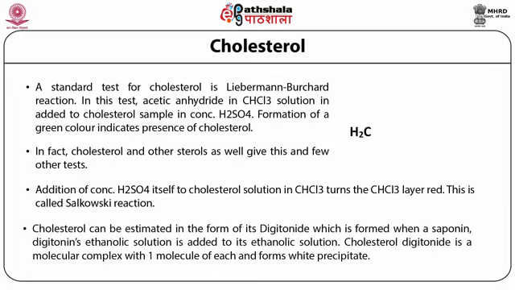Cholesterol can be estimated in the form of its digitonide, which is formed when a saponin, digitonin's ethanolic solution, is added to its ethanolic solution. Cholesterol digitonide is a molecular complex with one molecule of each and forms a white precipitate.